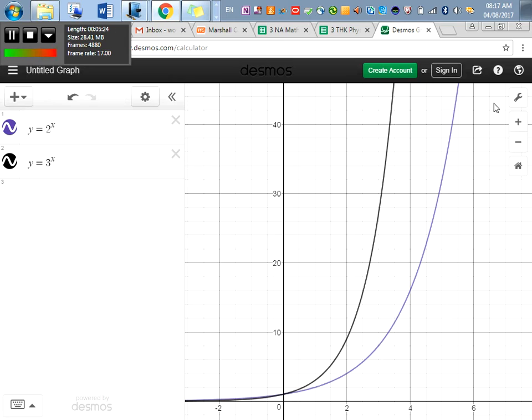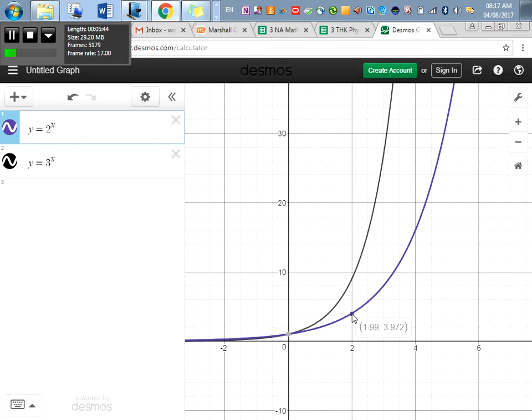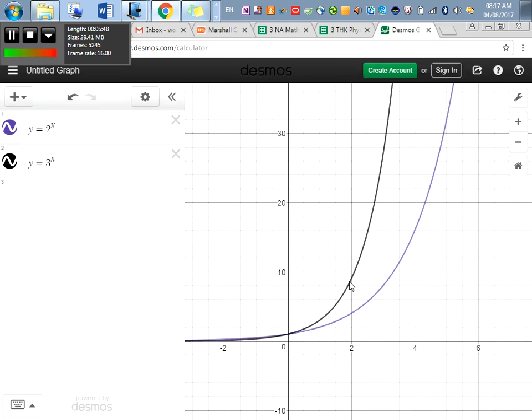Your purple one is y equals to 2 to the power of x, whereas your black one is y equals to 3 to the power of x. Which one is increasing faster? Base 3 or base 2? Base 3 is increasing faster because let's say when x is equals to 2, your purple graph gives you y equals to about 4. When x is equals to 2, your y is equals to 9. So the black graph, y equals to 3 to the power of x, is actually increasing at a faster rate.